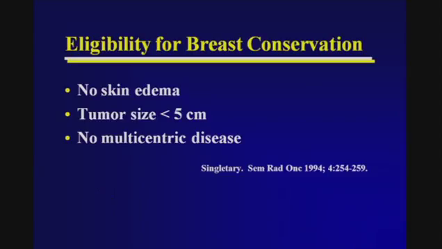So what is the eligibility for breast conservation? Well, we don't want to have any skin edema. We don't want the surgeon to cut through diseased skin. In general, we want the tumor size or the extent of disease to be less than 5 cm, but this is somewhat variable. We could go more than 5 cm, for example, in a very large lady, but 5 cm may not be amenable for breast conservation in a rather petite woman. In general, we want no multicentric disease for the patient to be eligible for breast conservation therapy.